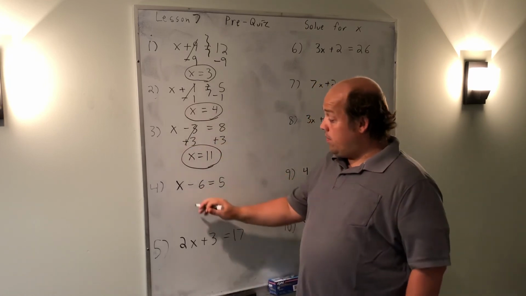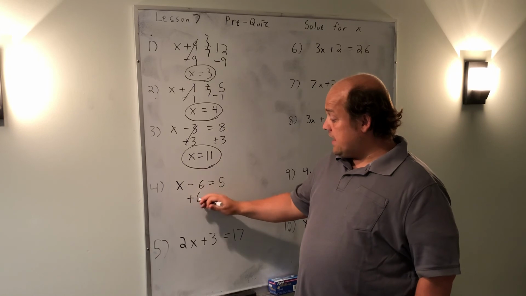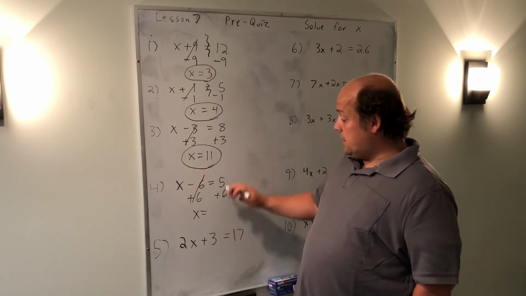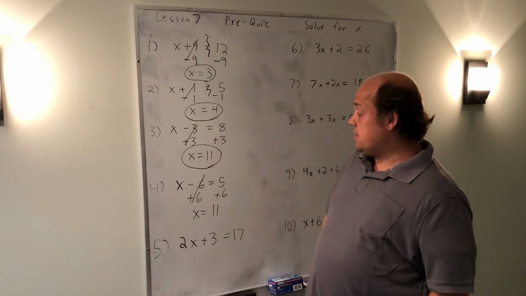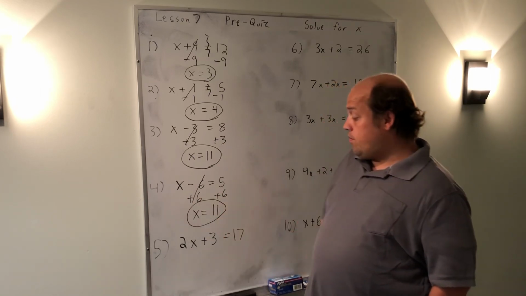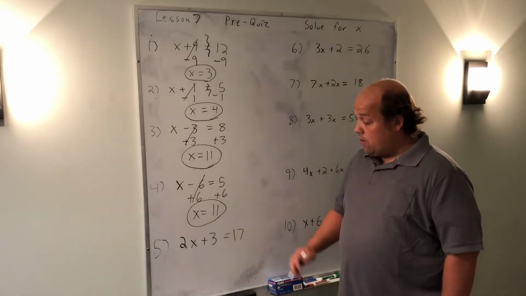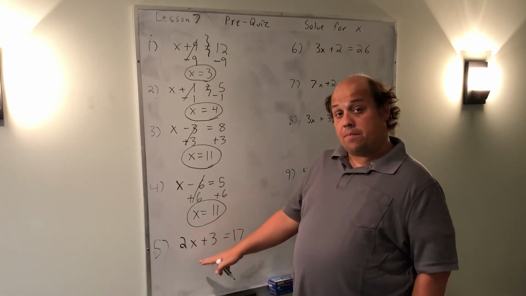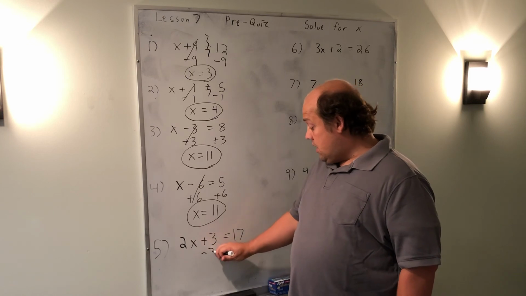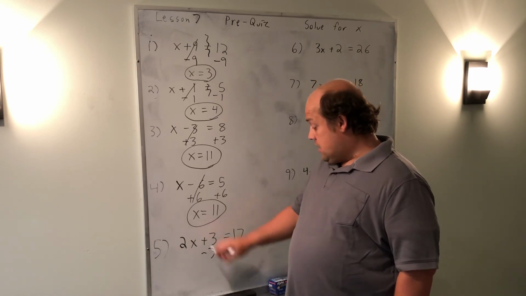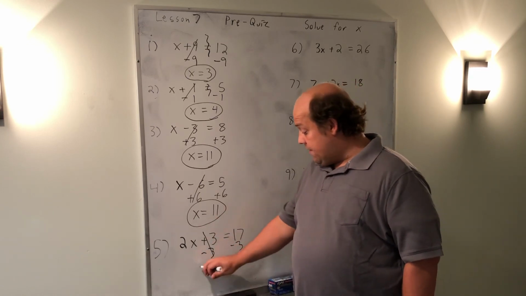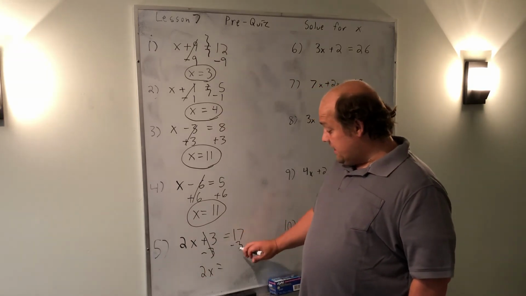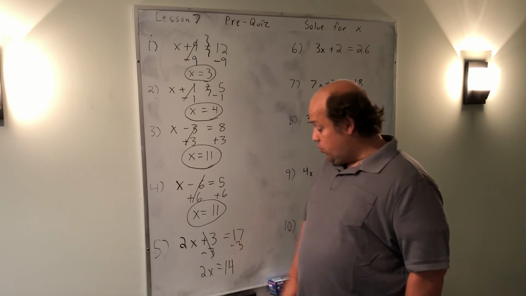Same idea in problem 4. To get rid of that negative 6, I add 6 to both sides. That leaves me with just x equals 5 plus 6, which is 11. For problem number 5, here I want to begin by moving the 3. So it's a positive 3 now. I'm going to do negative 3. That's going to get rid of the number on the left and just leave me with 2x. On the right, 17 minus 3 leaves me with 14.